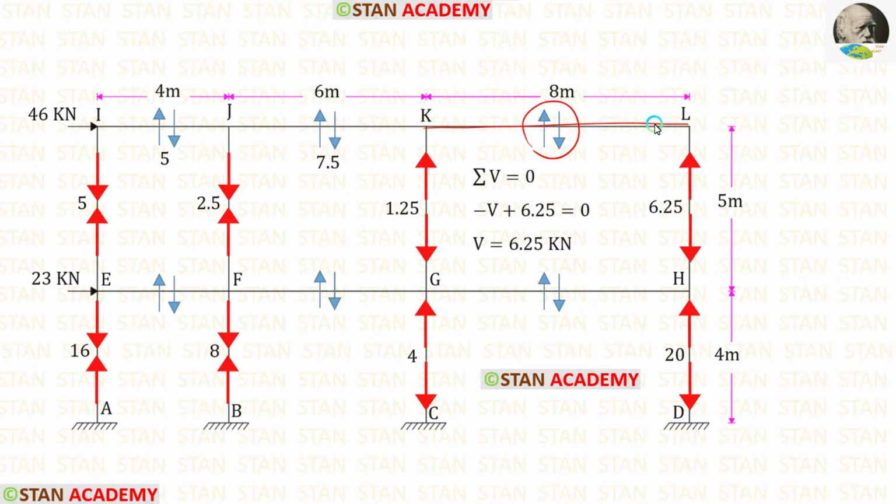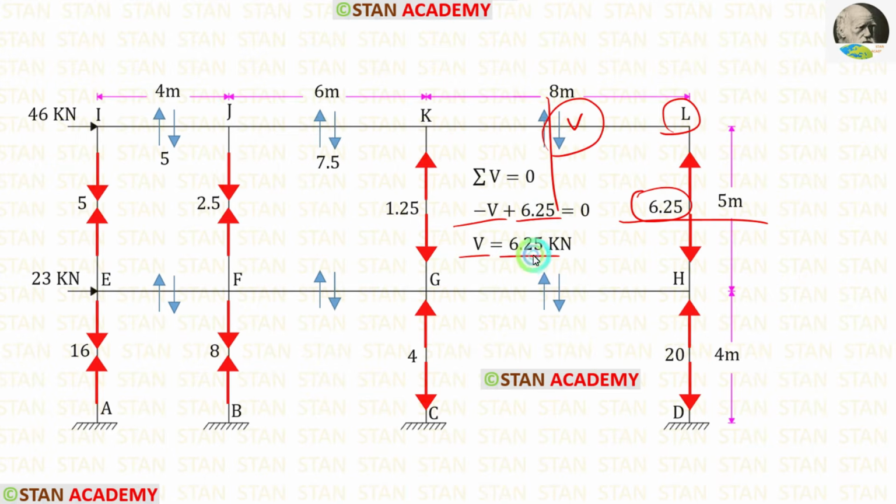For that, we can use the joint K or the joint L. Let us use the joint L because it will be easy for us. Let us take the joint L. The shear force is acting downwards, so that will be negative. This force is acting upwards, so that will be positive. Finally, for V, we are getting 6.25 kilonewton.